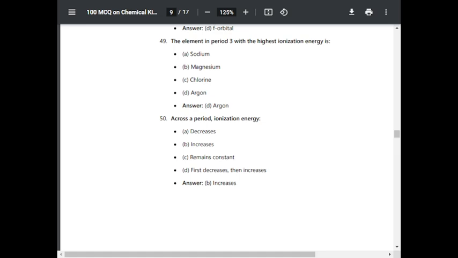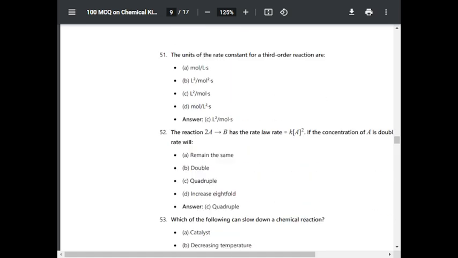Question number 50. Across a period the ionization energy is option A decreases, option B increases, option C remains constant, option D first decreases then increases. The correct answer is B increases. Across a period the ionization energy increases. Option B is correct.